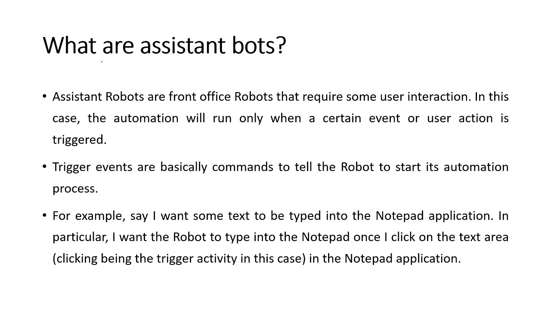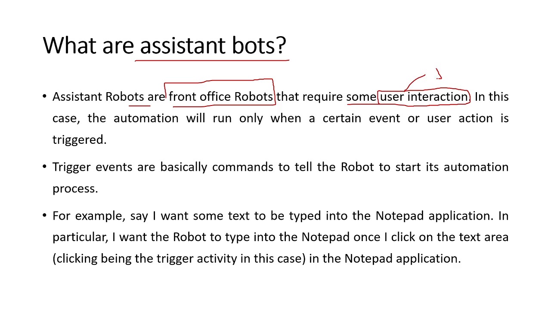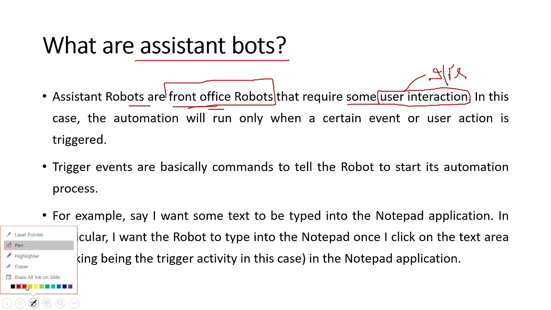So again, first we shall start with assistant bots. We already learned that assistant bots are also called front office robots. Okay, as I said, it requires some user interaction. User interaction means nothing but it requires some user inputs. It can't work in the background, so it needs a user. That's why it is called a front office robot. Clear?